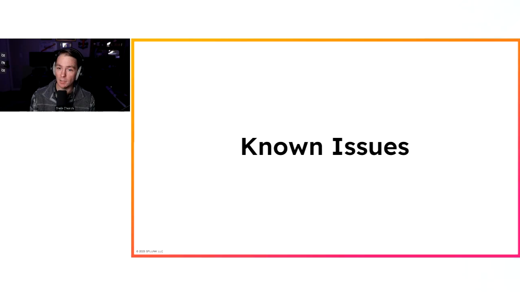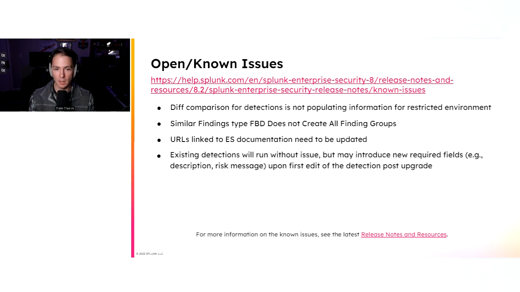I'm going to talk about a couple of high-level known issues. The docs are your best friend if you're looking for this. And the link is there, and you can go to help.splunk.com and get to those release notes pretty quickly. There are some interesting things around how the diff editor works. If you're in an air-gapped or very browser-restricted, internet-restricted environment, there may be some odd behavior. There's a fix coming for that very soon. Sometimes FBD, similar firing type, does not create a one-to-one, and there's more details in the docs. Finding FBDs are still in beta, and we're still getting some of the nuance out there.